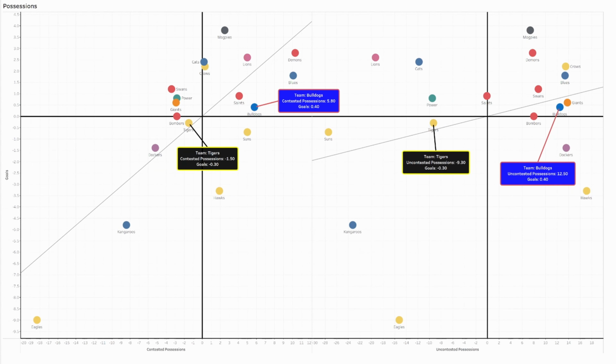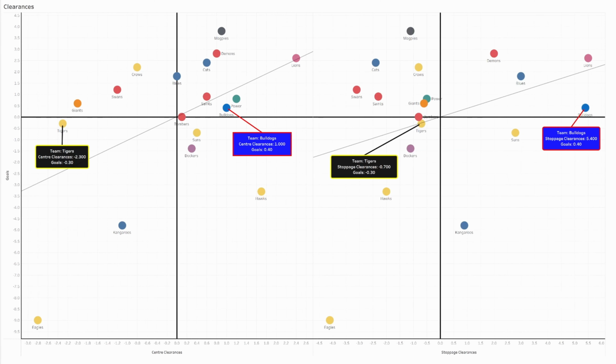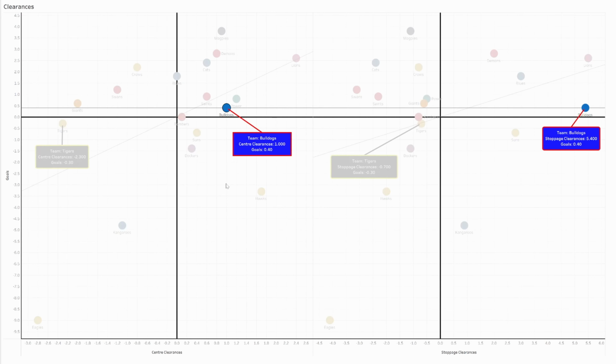It's really hard to score a goal when you don't have the football, so expect these statistics to have a large say in the game. But we'll move on quickly because I don't want to make this video too long. As we can see with the clearances, they're very important to the Dogs in terms of their ability to score goals. I think we know that they're a high clearance team. They average 1 more clearance a game than their opponents, and then 5.5 more stoppage clearances.